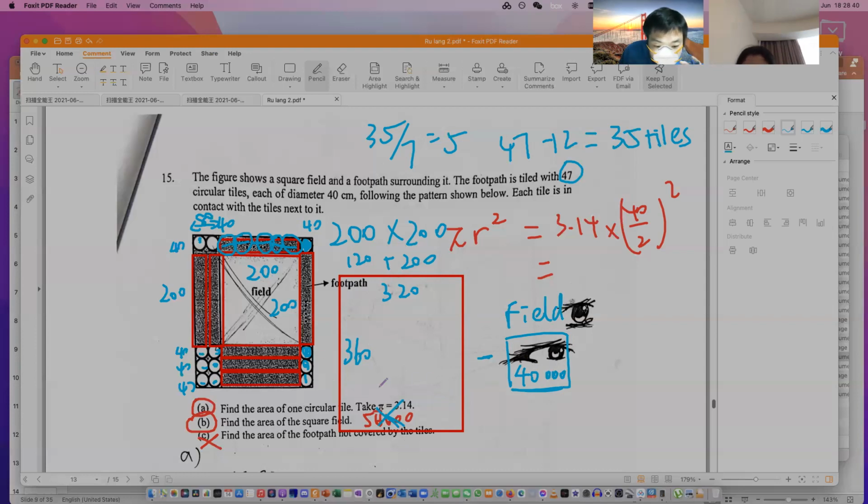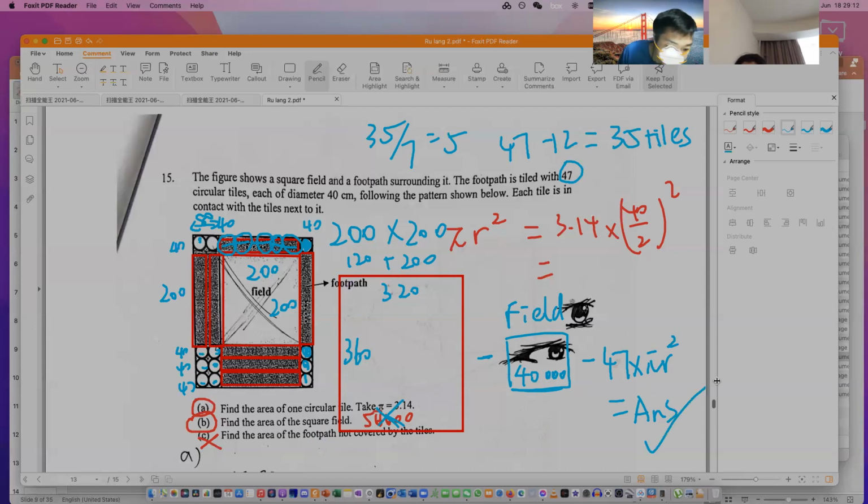So you take this whole piece, you minus the field, then you minus 47 tiles. 47 times one tile, which is pi r square. After that, you get the answer. Your answer is the area of the footpath not covered by the tiles. Understand? Yes. So the strategy is this, to find part C.